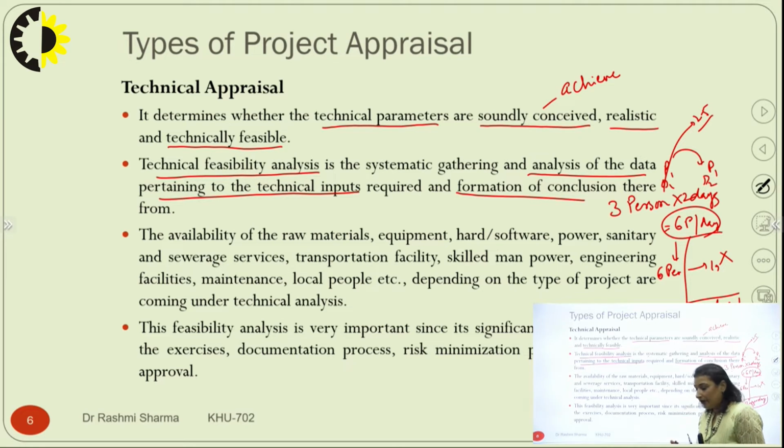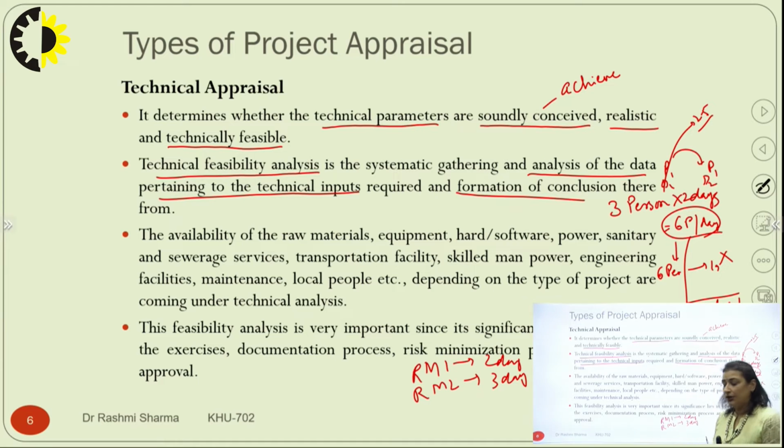So if I get raw material RM1 in 2 days, but I get RM2 in 3 days, and both are required for my production simultaneously, obviously I would be able to start my production on the 3rd day only. So I have to see the technical feasibility also. If I want to start both of them on the same day without any lack in my production line, then I have to order this one earlier and this one later, and they both will arrive at the same time, and my production line won't suffer. So I have to see what the technical inputs are, gather them, and then form the conclusion for them.